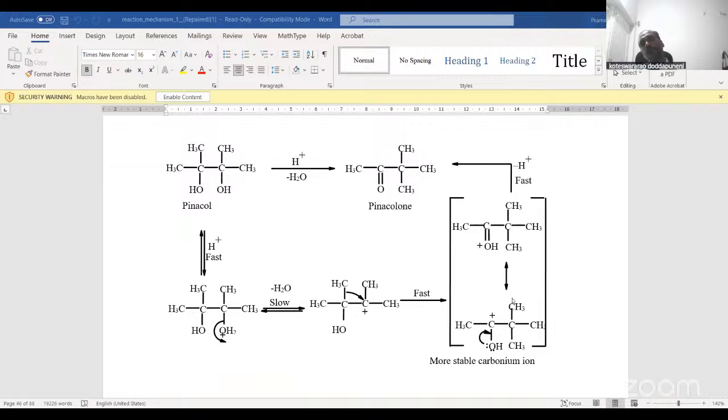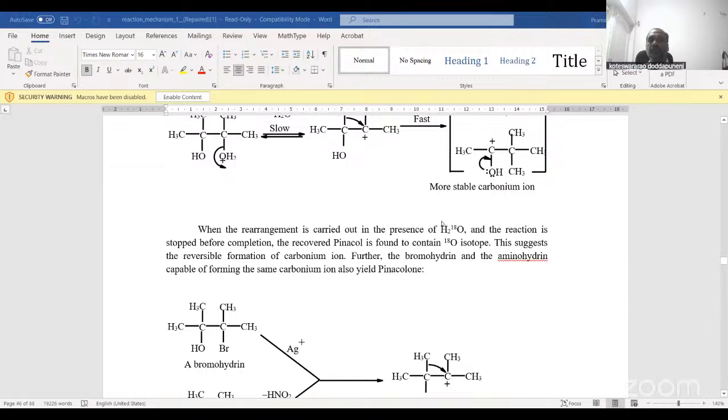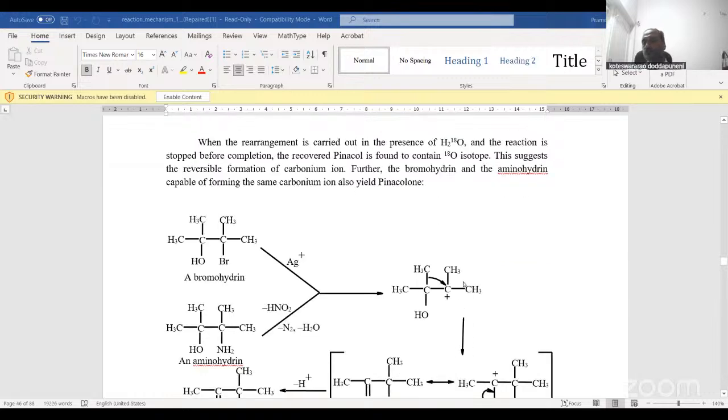Then both are in equilibrium at this stage. Later, elimination of one proton leads to formation of pinacolone. When the rearrangement is carried out in the presence of isotopically labeled water and the reaction is stopped before completion, the recovered pinacol is found to contain the O18 isotope. This suggests that reversible formation of the carbonium ion is observed.